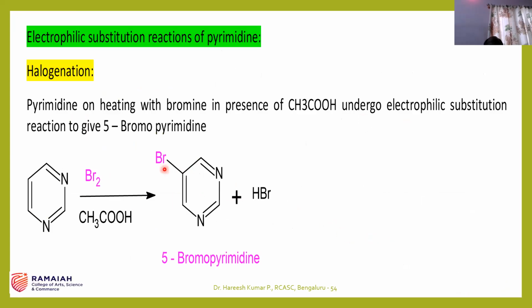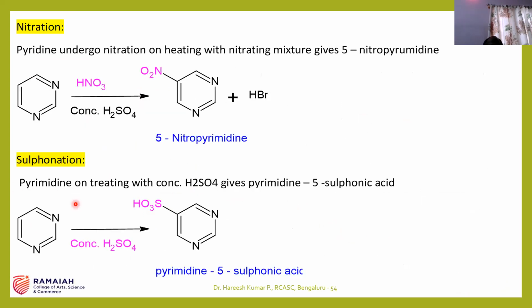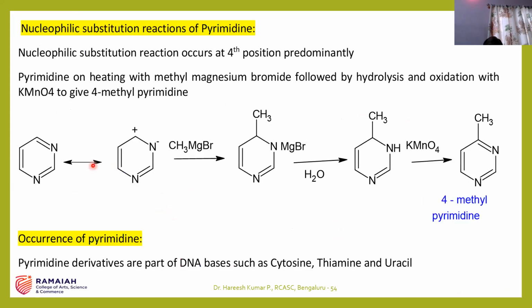And this is the reactivity. The fourth position is the reactive place in pyrimidine. Nitration and sulfonation occur at the fourth position in pyrimidine. Nucleophilic substitution also occurs at the fourth position. Electrophilic also occurs at the fourth position.